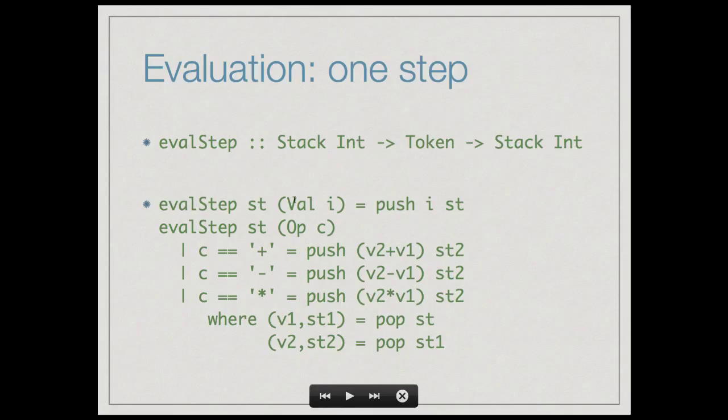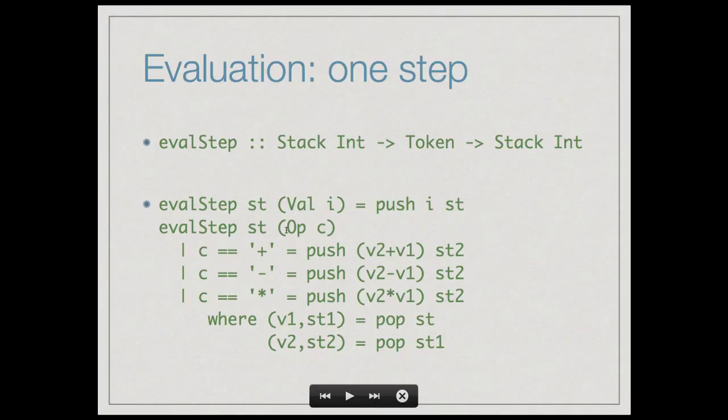evalStep st (Val i) equals push i st. Recall that Val is a data constructor that indicates that the token that we have encountered is a number, an integer, and the integer is given by i, which we push onto the stack. evalStep st (Op c). Recall that Op is a data constructor that indicates that the token that we have encountered is an operator, and the operator happens to be c. And for simplicity, we will assume that c is either plus or minus or star. The definition is as follows.